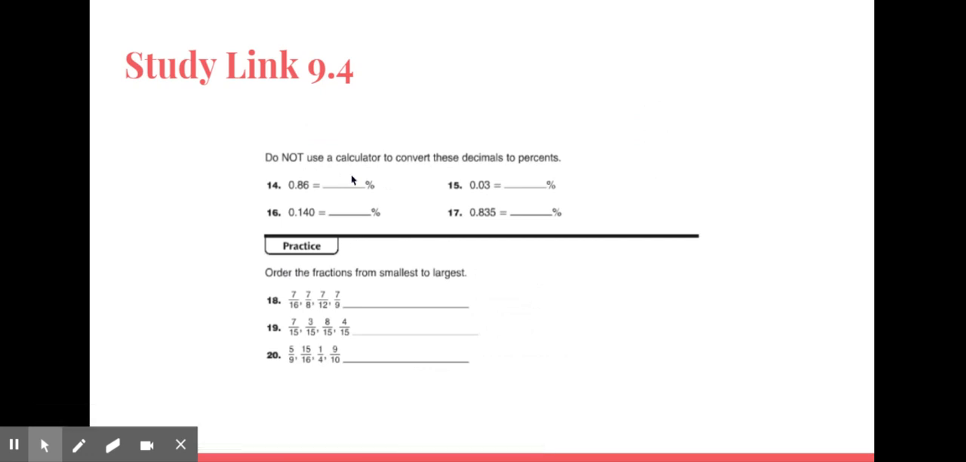Again, on these, do not use a calculator to convert these decimals to percents. All you have to do is move the decimal over two places to the right.